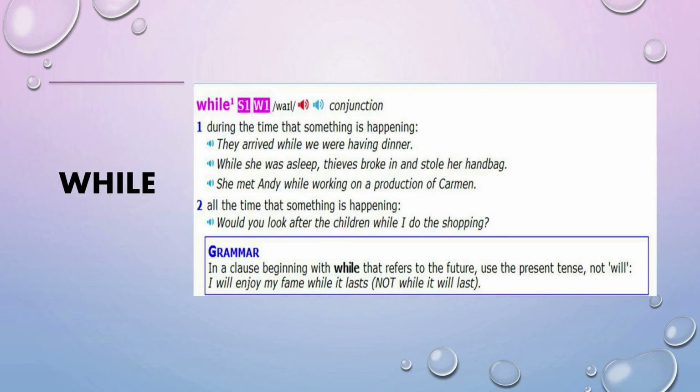The next connector is while. During the time that something is happening. For example, they arrived while we were having dinner. While she was asleep, thieves broke in and stole her handbag. She met Andy while working on a production of Carmen. Secondly, all the time that something is happening. Would you look after the children while I do the shopping?